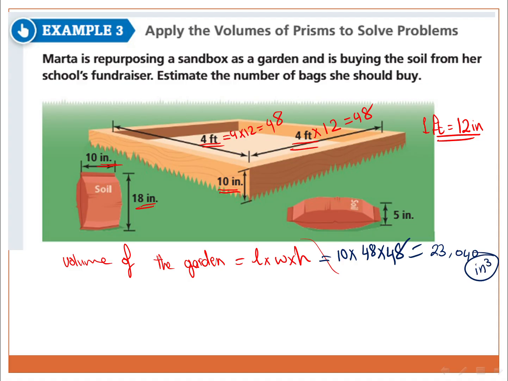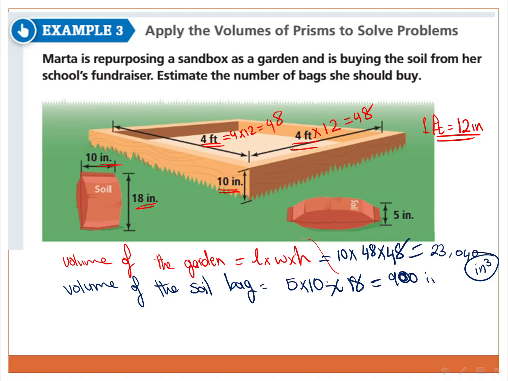Okay. So now I want to know the volume of the soil bag. It equals length times width times height, which is again 10 times 5 times 18. So 5 times 18 is going to be 900 inches cubed.